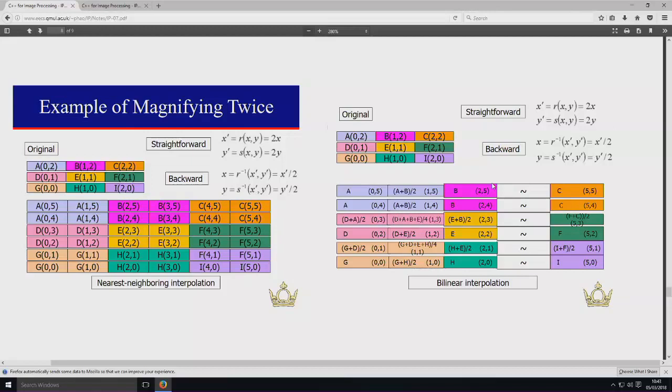And here we can use those four to interpolate. This is still two-dimensional linear, so it's bilinear. If you add this pixel value to that, divided by 2, it's the same.